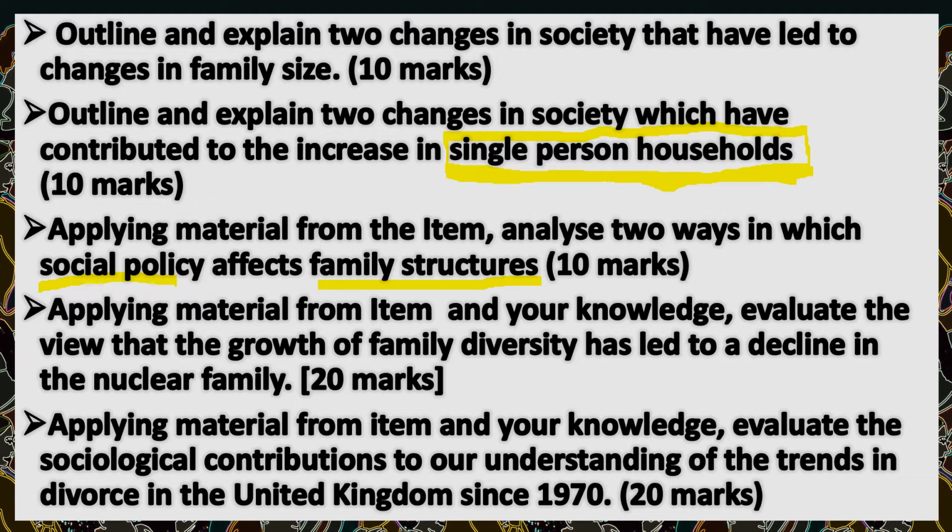You've got question 4, a 20 marker about the decline of nuclear families as a result of diversity. So it's not explicitly about changing structure, but more about changing type, so growth of family diversity. This would be arguing that we have more family diversity now and less of a nuclear family, and it's trying to provide evidence for and against.